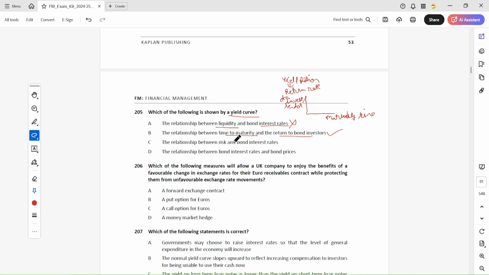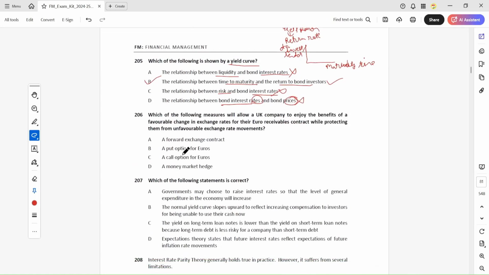Yes. The relationship between risk and interest rate, no. The relationship between bond interest rate and bond prices, no, there is no price in these variables. Okay, so B is the right answer.